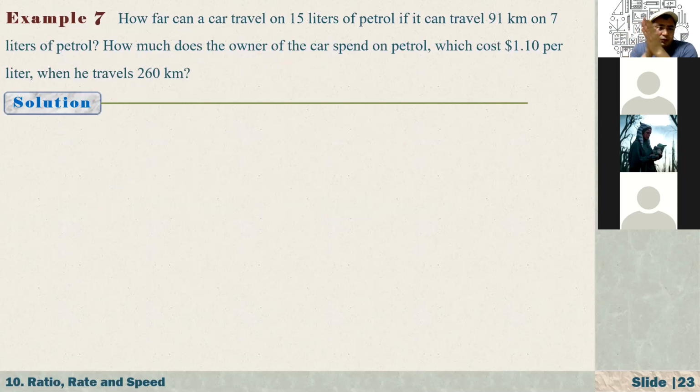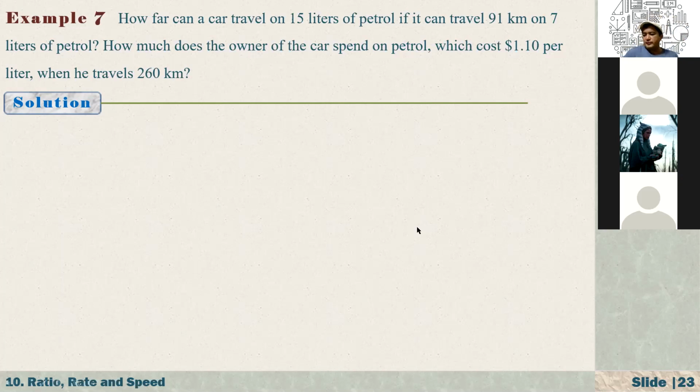İlknur, can you also read this question? How far can a car travel on 15 liters of petrol if it can travel 91 kilometers on 7 liters of petrol? How much does the owner of the car spend on petrol, which costs $1.10 per liter when he travels 260 kilometers? Very good. Thank you very much. So actually here we had two questions, right?